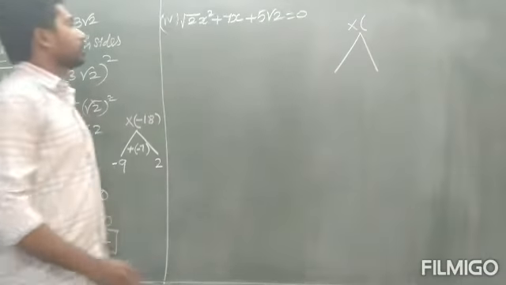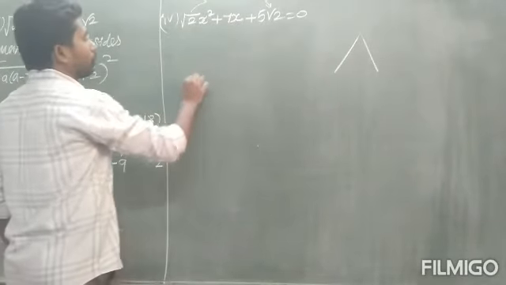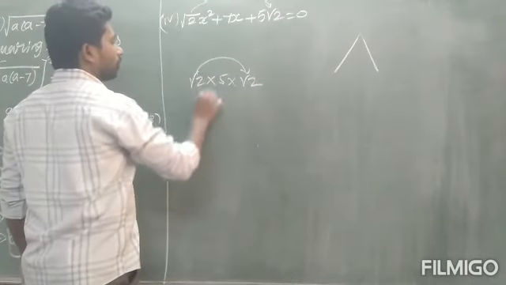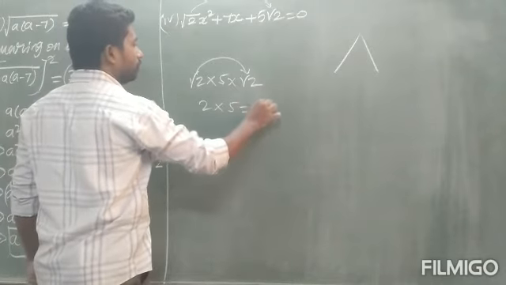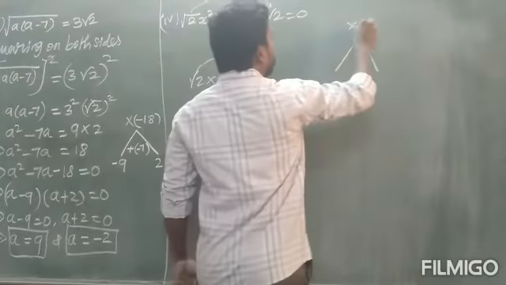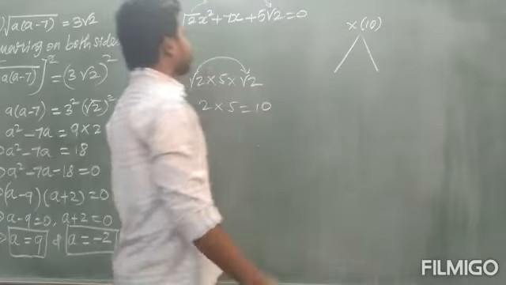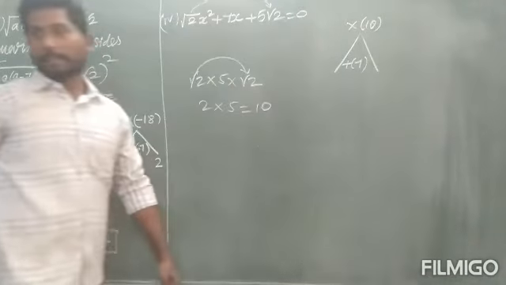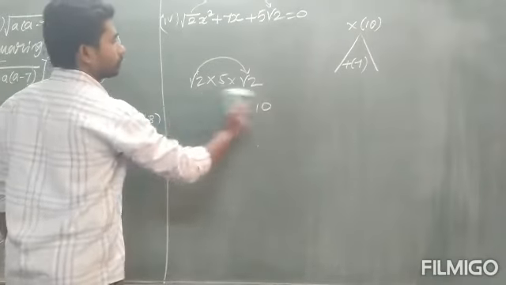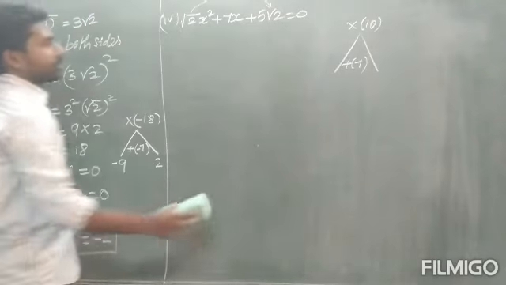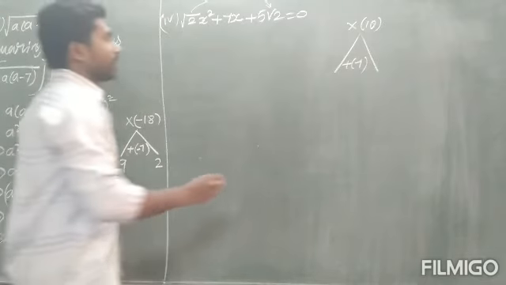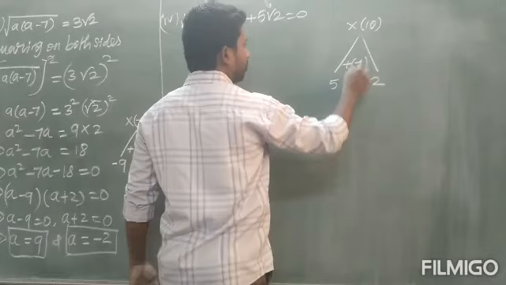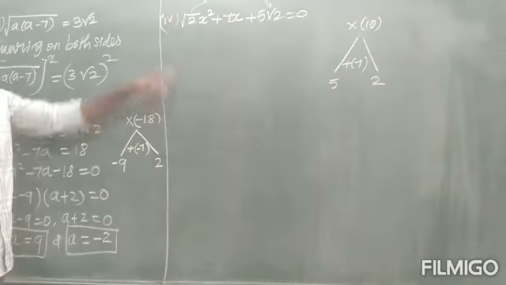Product of the factors: now listen, root 2 into 5 root 2, root 2 into root 2 is 2, 2 into 5 is 10. That means the product of the factors is 10. Then the sum of the factors is 7. So what are the factors? 5 twos are 10, that we get. 5 twos are 10 on multiplying, and on adding 5 plus 2 is 7. Next we have to divide it by root 2.